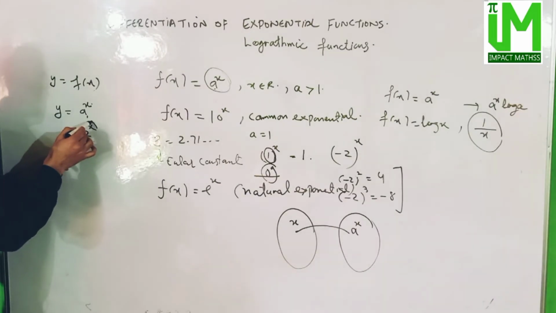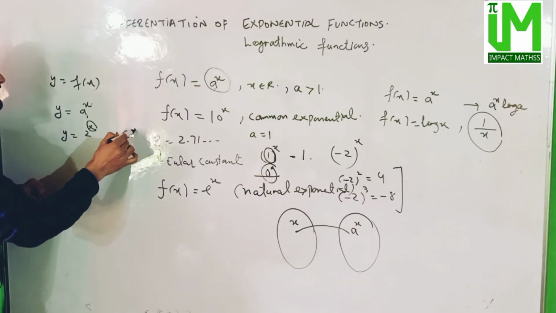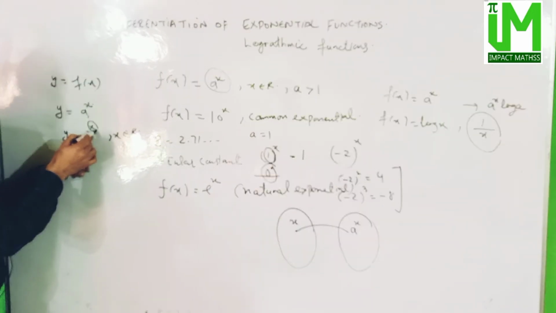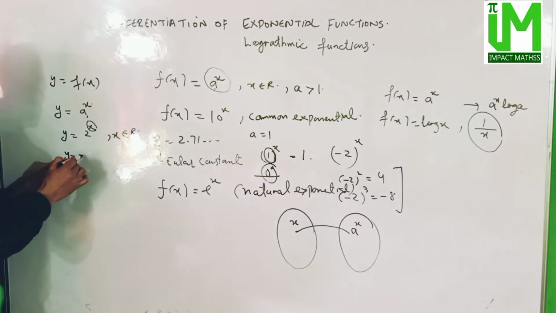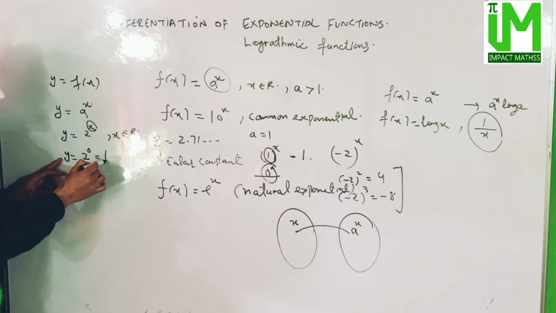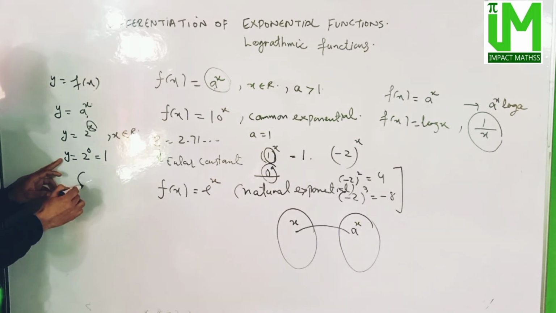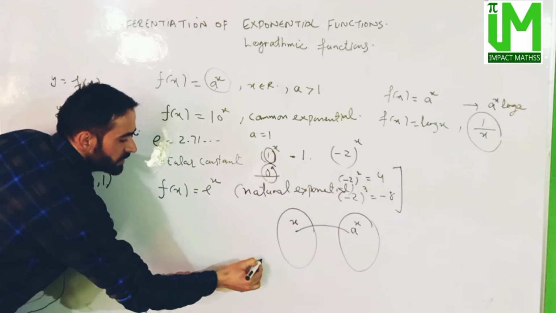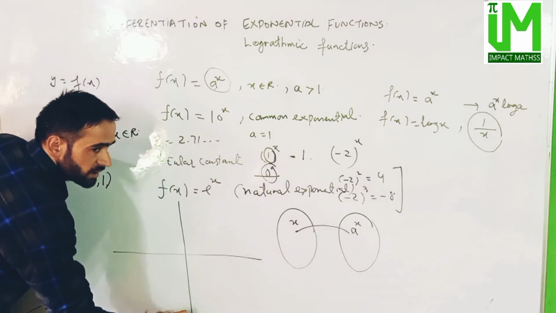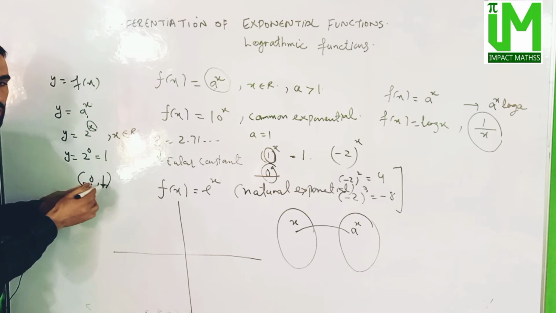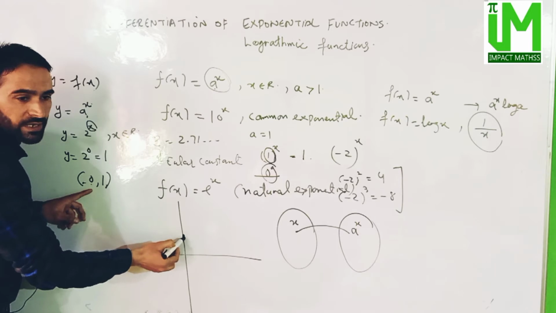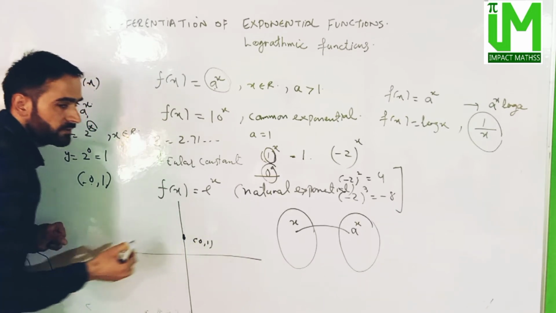अगर x belongs to real numbers, x की value दीजिए. So अगर x की value 0 है, in that case what will be the value? y is equal to 2 raised to power 0. So y is equal to 1, which means a point will be (0, 1). x is equal to 0, y is equal to 1. So अगर इसका graph बनाओ, exponential function का graph बनाओ, so one of the points will be (0, 1). (0, 1) कहाँ पे lie करेगा? On y-axis. So this point will be (0, 1).